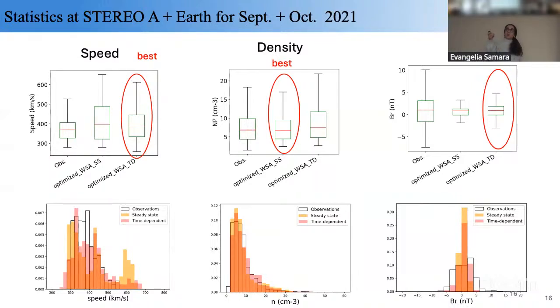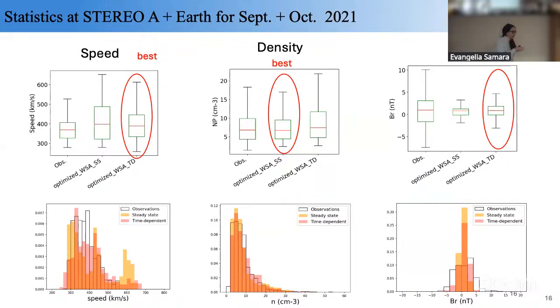However, we do have some discrepancies with density, and that's why I left it for the end. With this statistical approach that I used to evaluate my results, it seems that the steady state captures the observations better. However, if we go current rotation by current rotation and see what is happening there, the reason why the steady state box whisker plot seems to be better here is because the density peaks that we get in our time series are actually overestimated.